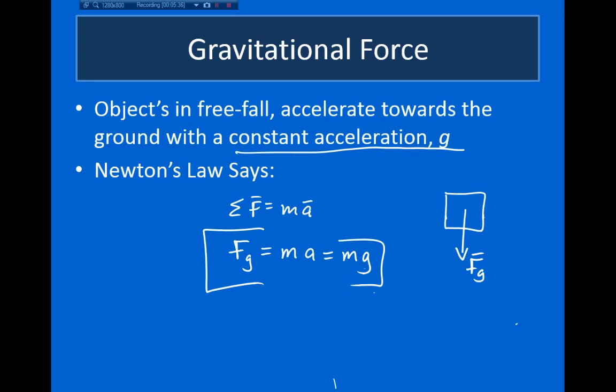Now technically, this is actually a vector quantity. So the force due to gravity, like I've drawn here, always points down towards the surface of the Earth, so towards the floor.